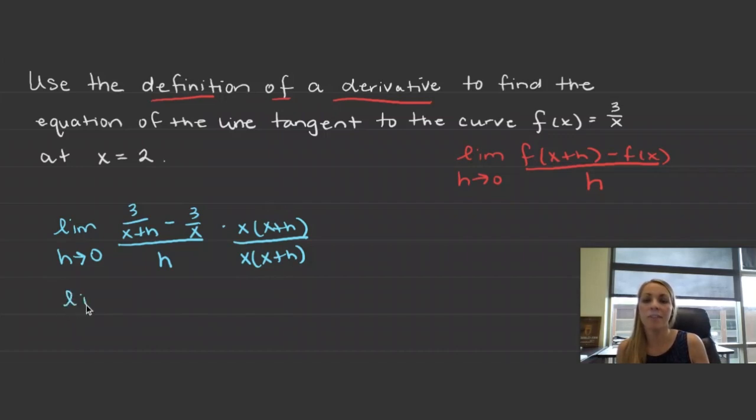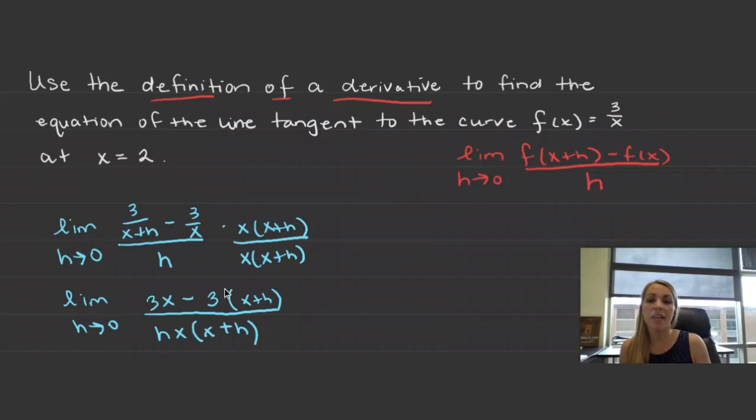In doing so, I get the limit as h approaches 0. Now when I multiply 3 over x plus h times this, the x plus h on the denominator will cancel with this one on the numerator, so I'm just left with the 3x. I have a subtraction sign. When I multiply 3 over x times this, I have an x on the denominator and an x on the numerator, so I'm just left with 3 times the quantity x plus h. And this is all going to be over this multiplied together: h times x times the quantity x plus h.